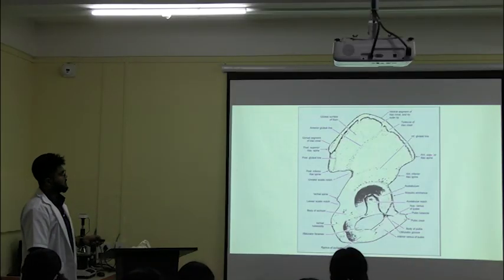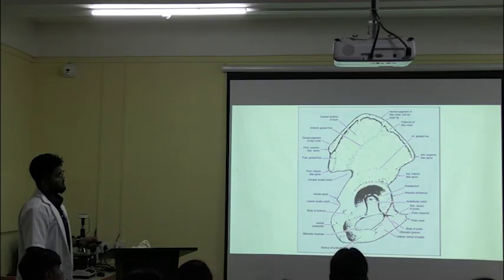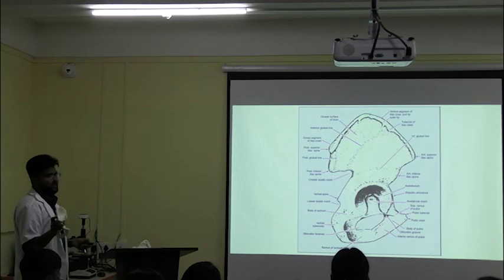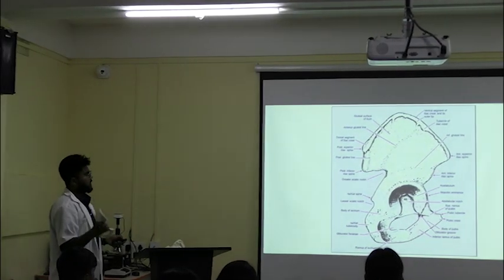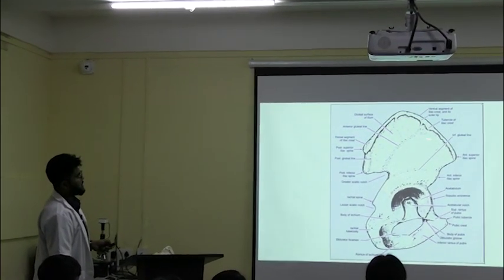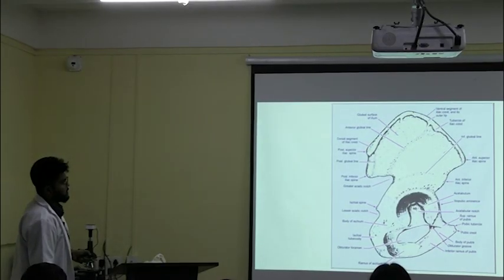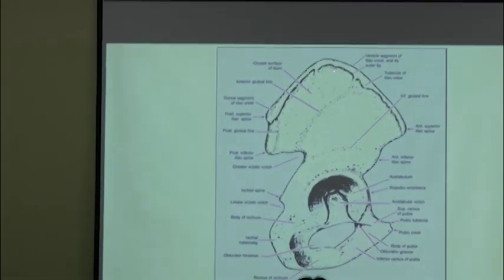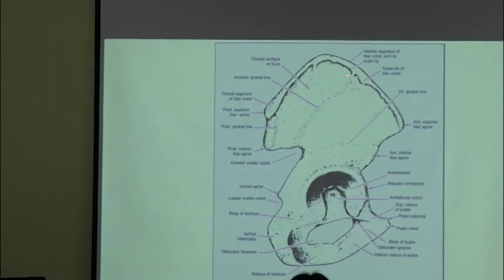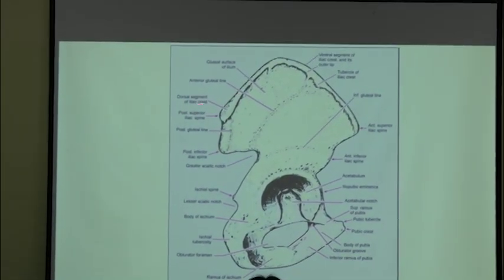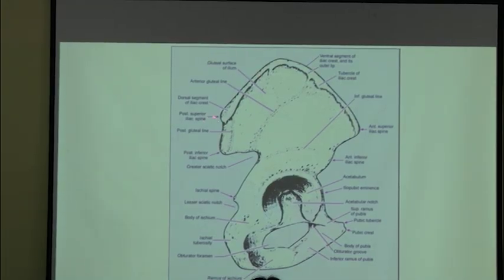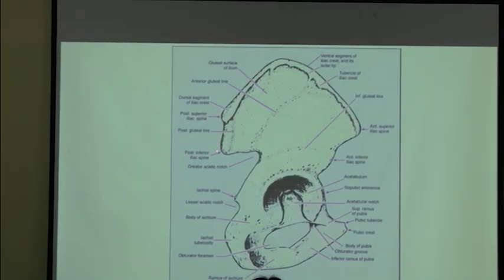Okay, now you can see here, this is the anterior superior iliac spine, and this is the anterior inferior iliac spine, and this whole part is called the iliac crest. This is the ventral segment, and this is the dorsal segment. This is called the posterior superior iliac spine. This is called the posterior inferior iliac spine.